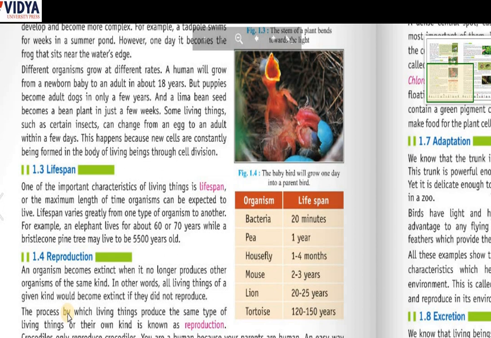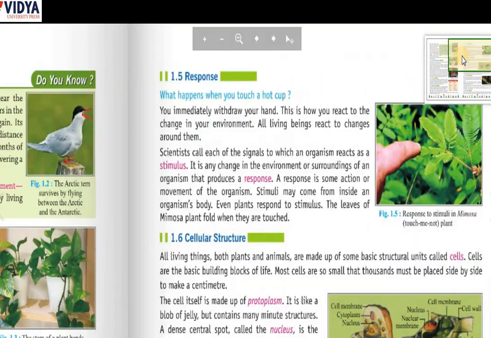The next characteristic is reproduction. Reproduction is the process by which living things produce the same type of living things, or their own kind. Crocodiles, for example, reproduce crocodiles. Humans produce humans, and dogs produce dogs. The next characteristic is response.